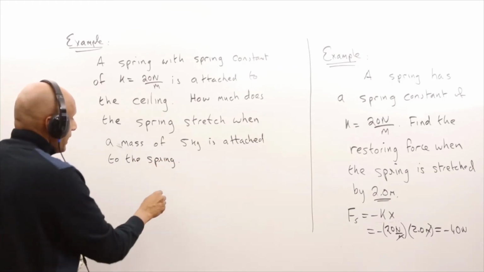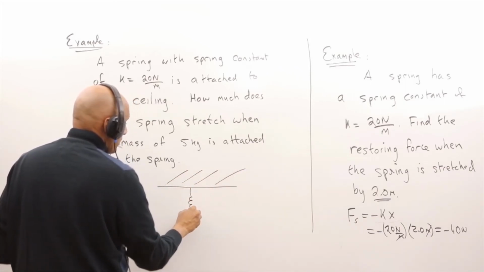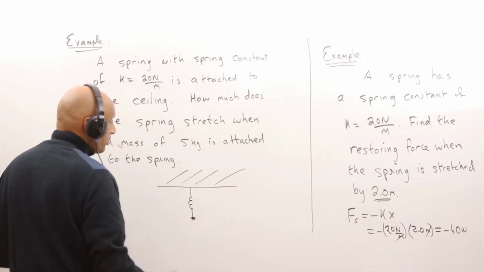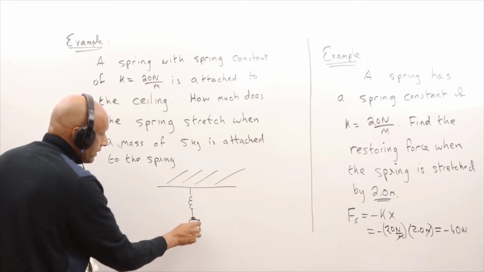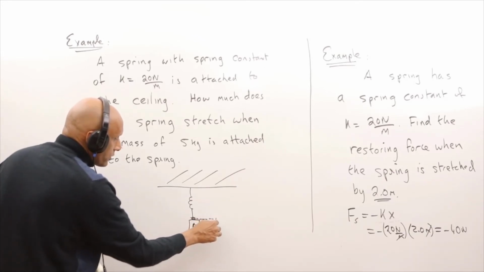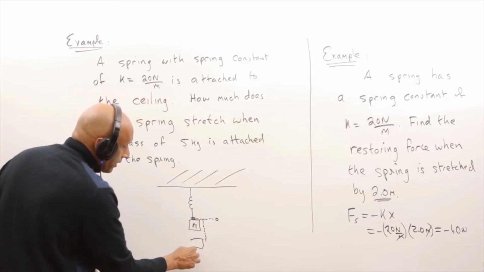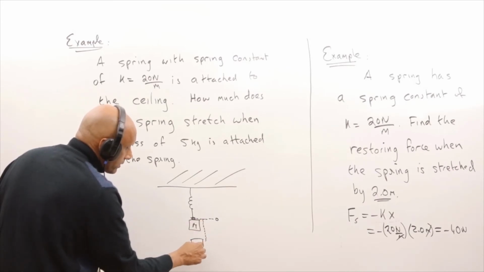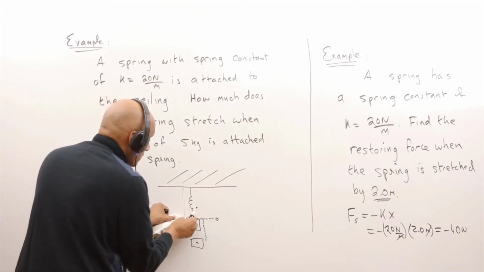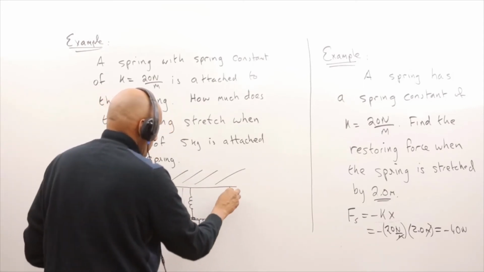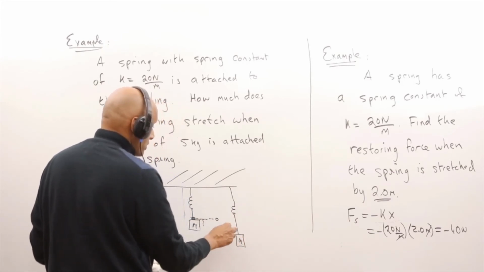So the idea is that we have a ceiling. Here's our ceiling. We have a spring. Here it is. It has an equilibrium point, and I attach now a mass. Here's the mass. And this is our origin at equilibrium, and then it stretches to a new point, so here's our mass, our spring is stretched. So this mass causes the spring to stretch from equilibrium.